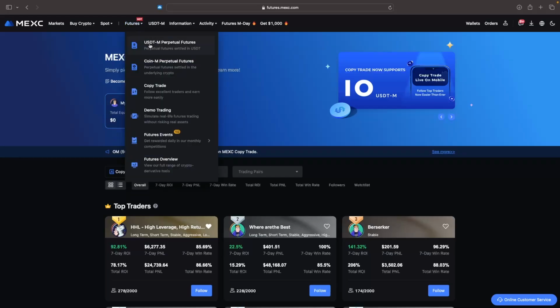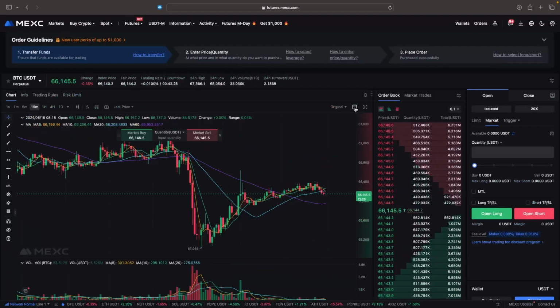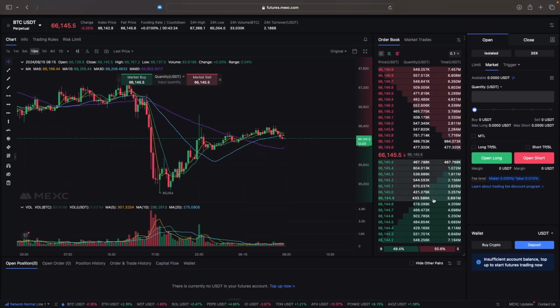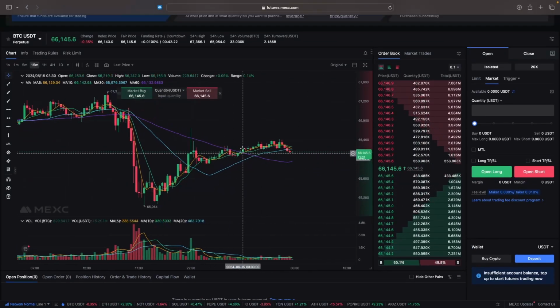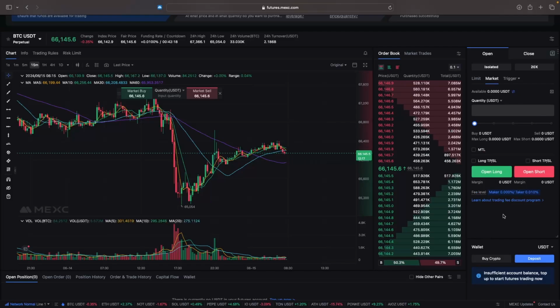The main one that you will be sticking to is this USDT perpetuals area. And then you can go through and use all of the tools that I showed you in this video, especially the demo account to practice trading. And then you can trade on futures for real and hopefully make some profit. So that is how you can trade futures on MEXC.